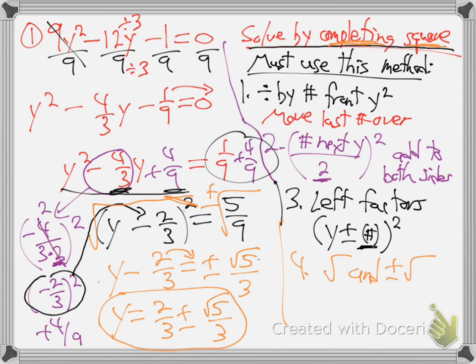You would get the same answer if you did the quadratic formula, negative b plus or minus the square root of b squared minus 4ac, all over 2a. You'd get the same answer, but this method is required. You've got to show this method on the next test.